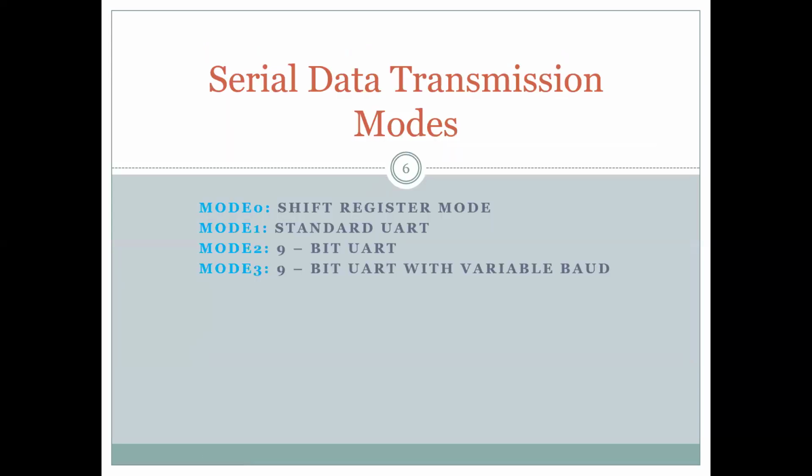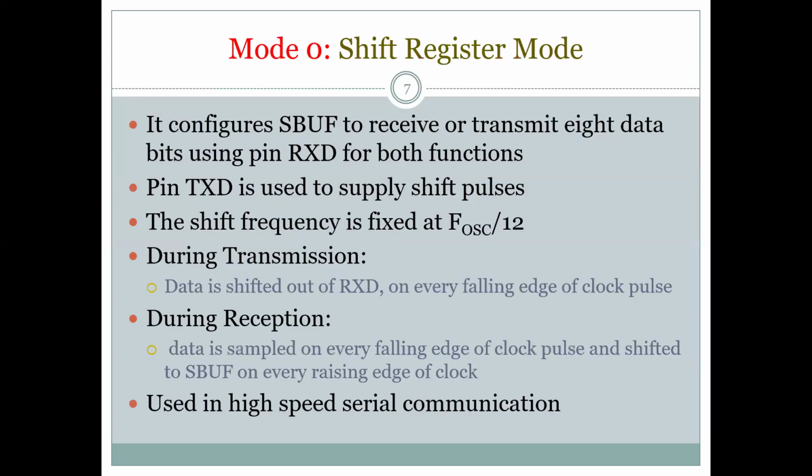Now coming back to the serial data transmission modes in detail. The first mode is shift register mode. It configures SBUF to receive or transmit 8 data bits using the RxD pin for both functions. You can either transmit or receive the data bits through the RxD pin only. The TXD pin is used to supply the shift pulses, nothing but the clock pulses. The shift frequency, which is F oscillator by 12, is supplied through the TXD pin.